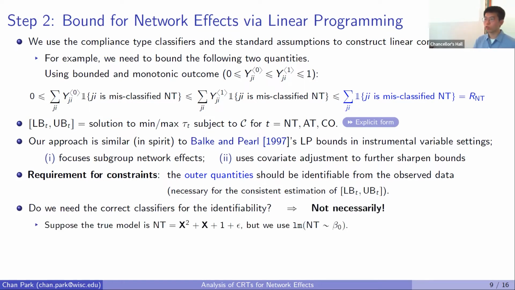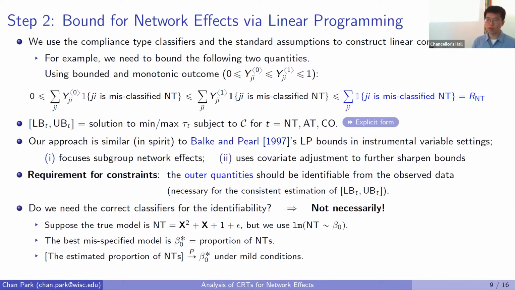Suppose the true model is quadratic. However, if we decide to use the intercept model, then the best misspecified model is to choose the intercept as the proportion of never takers in the population. And there is a consistent estimator of the proportion of never takers. As the number of clusters increases to infinity, we can show that this estimated proportion converges in probability to the true proportion of never takers under mild conditions, which means even though we use misspecified classifiers, there is still a way to identify the quantities.